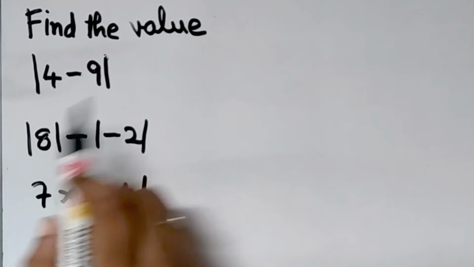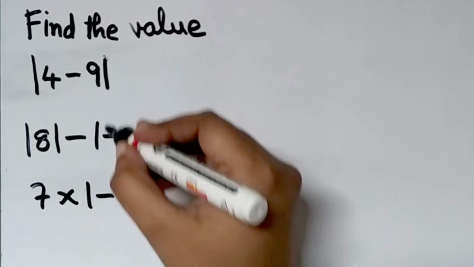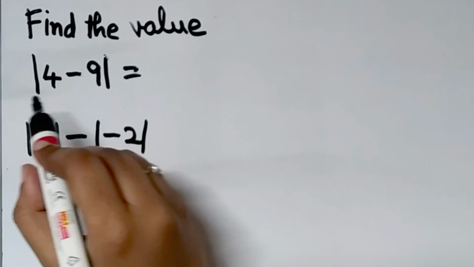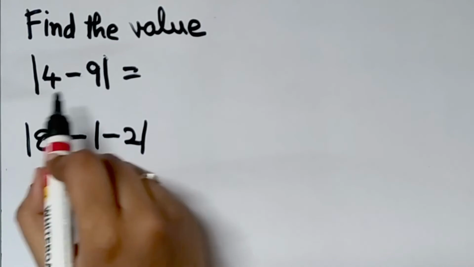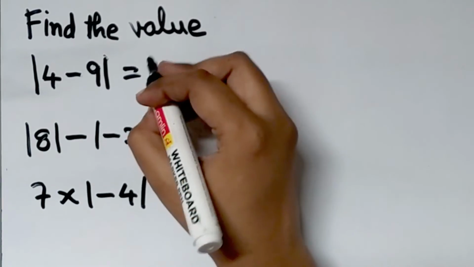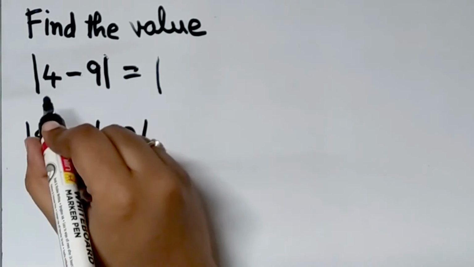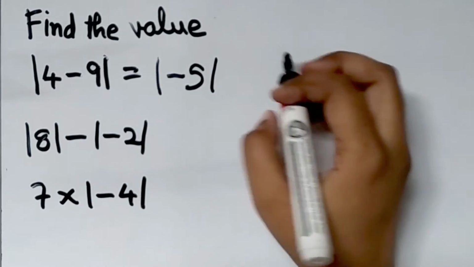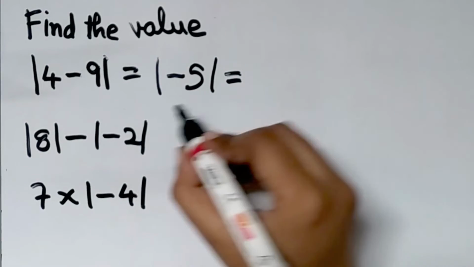Now find the value. We have to find these values. These are problems with absolute values. The first question is the absolute value of 4 minus 9. This 4 minus 9 is inside the modulus sign. So first we put the modulus sign. 4 minus 9 is minus 5. So it is mod of minus 5, that is the absolute value of minus 5.